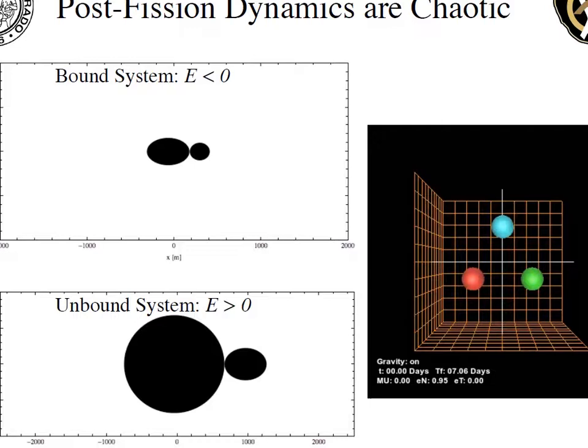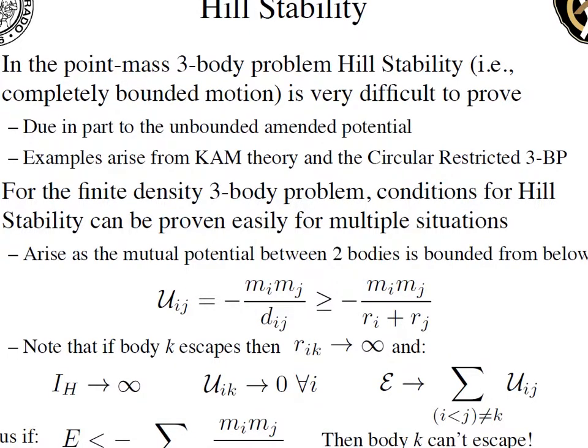For the three-body problem, the situation becomes a little more complex, and is something that we've studied very recently in a paper in Celestial Mechanics. So now I'll talk a little bit about the Hill stability, or when the motion in the system is completely bounded relative to each other. As we know, in the point mass three-body problem, proving Hill stability is very difficult. This is in part due to the unbounded amended potential. It doesn't provide us any constraint, although there are specific examples that come from KAM theory and the circular restricted three-body problem.